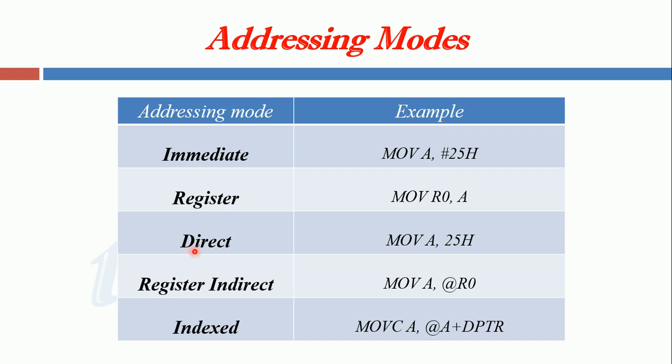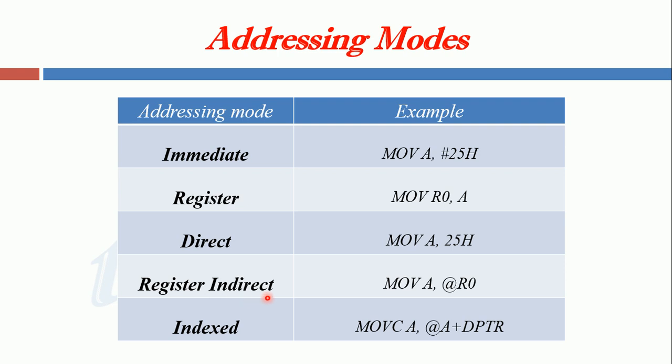Next addressing mode is direct addressing mode. In direct addressing mode, one of the operands will be a direct memory address. That operand may be the source operand or the destination operand, or maybe both source and destination operands are memory addresses. Next addressing mode is register indirect addressing mode.